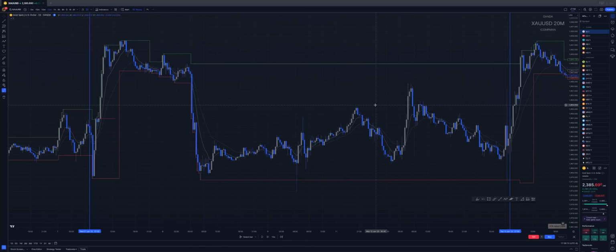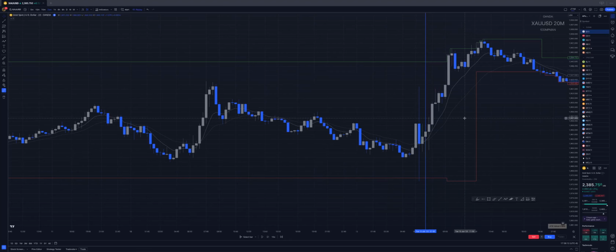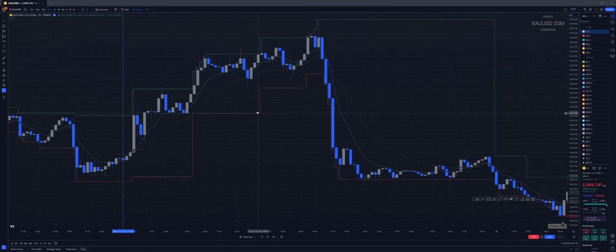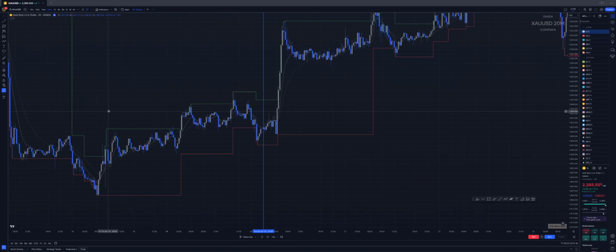Once again, I'm not looking at, oh, did I get stopped out? This was likely news. I'm not looking at whether I got stopped out. I'm looking at whether there was an entry here for me. The only entry I see was probably here. Nothing.